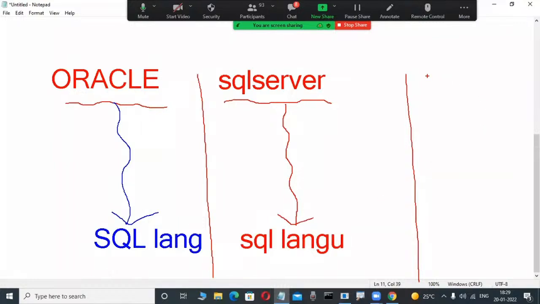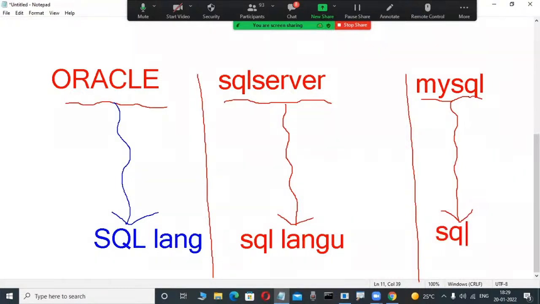Again, MySQL is a relational database product that many people in my company are using, and it is open source. Some employees work on the MySQL product, and to operate that MySQL database they also use SQL as the language. SQL is a universal language.